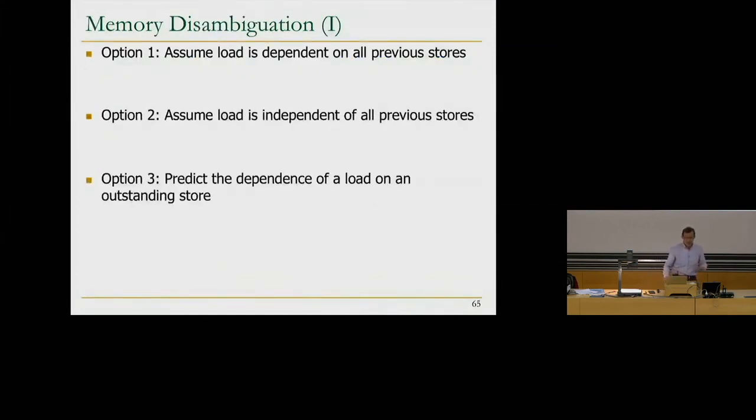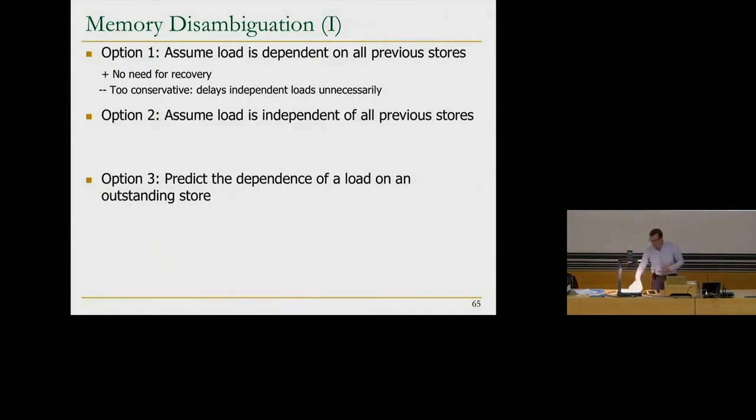First, if you assume a load is dependent on all previous stores, this is good because you don't need to add any logic. You just wait until all previous stores are done. But it's too conservative because it delays independent loads unnecessarily, right? Again, in this example, these stores take 1,000 cycles. This load is ready. And if it's independent, you basically delay this load for 1,000 cycles.